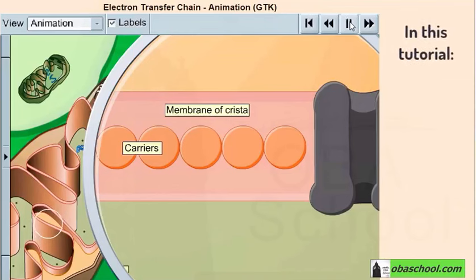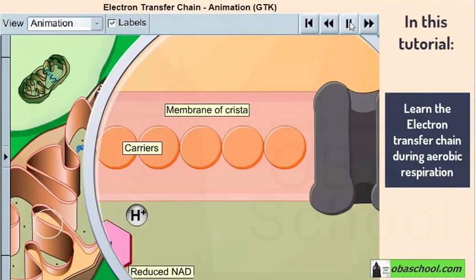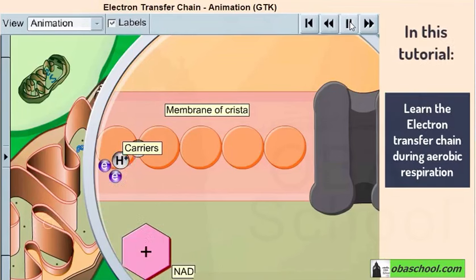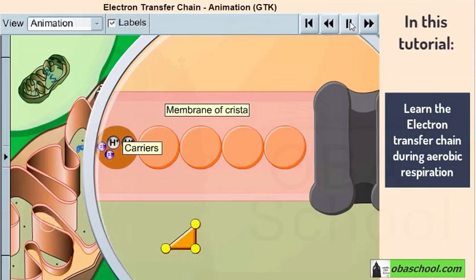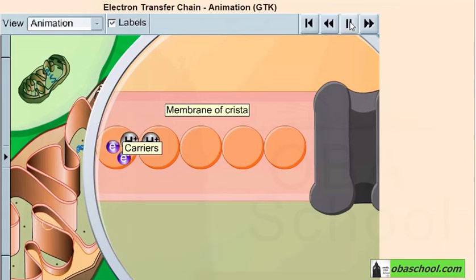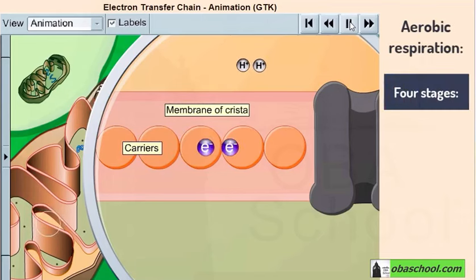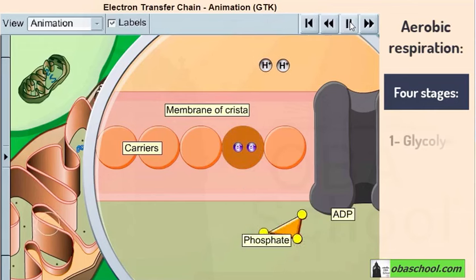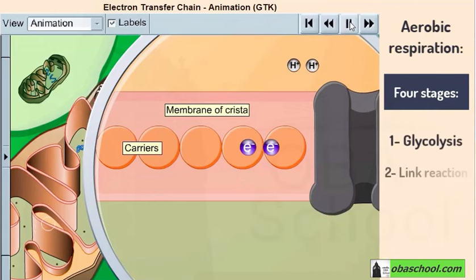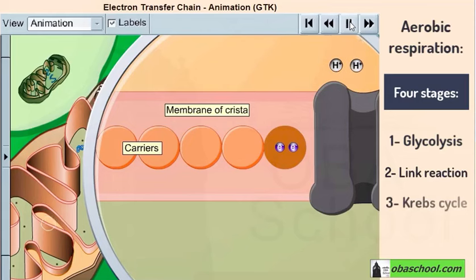Hello everyone, in this tutorial we will learn about the electron transfer chain during aerobic respiration. Usually, aerobic respiration occurs over 4 stages. We have the glycolysis, the link reaction, the Krebs cycle, and the electron transfer chain.